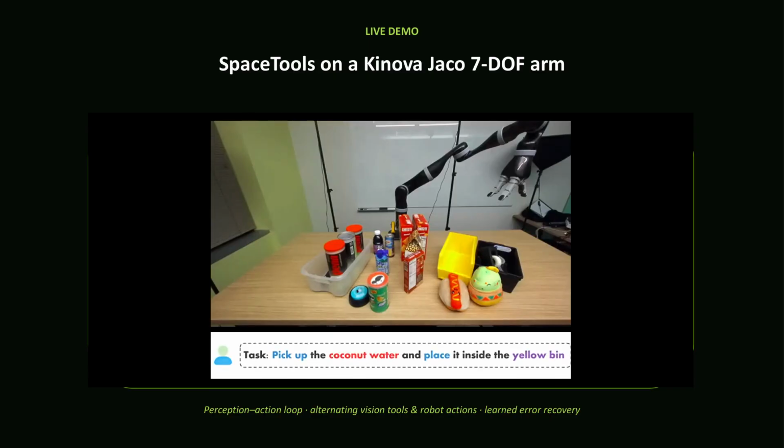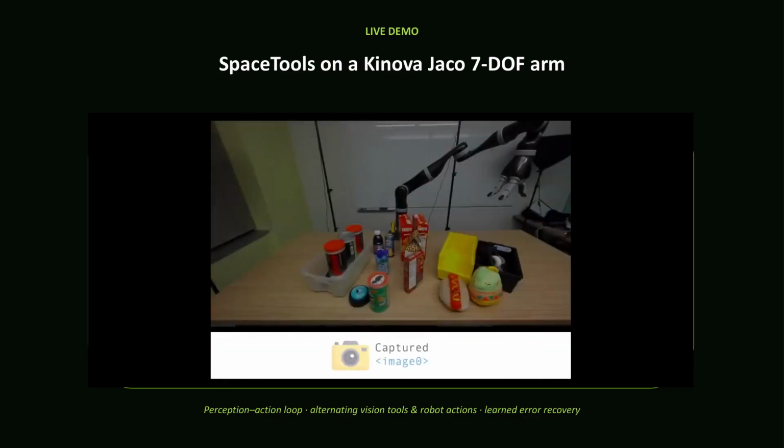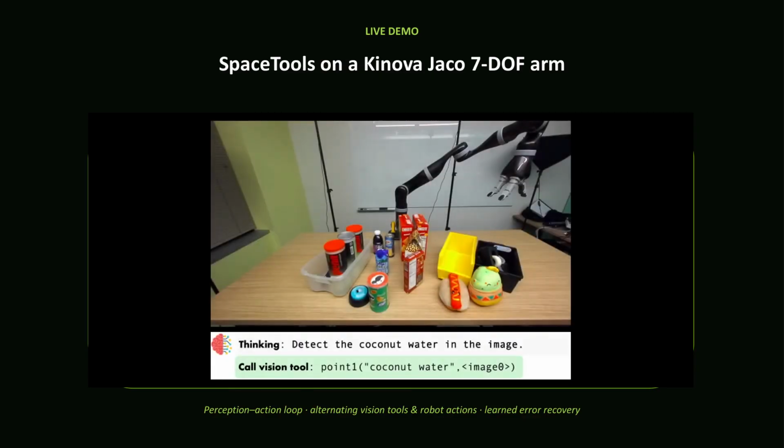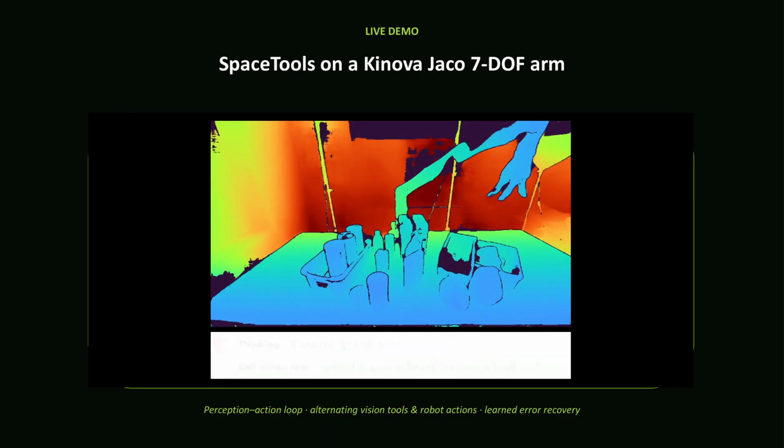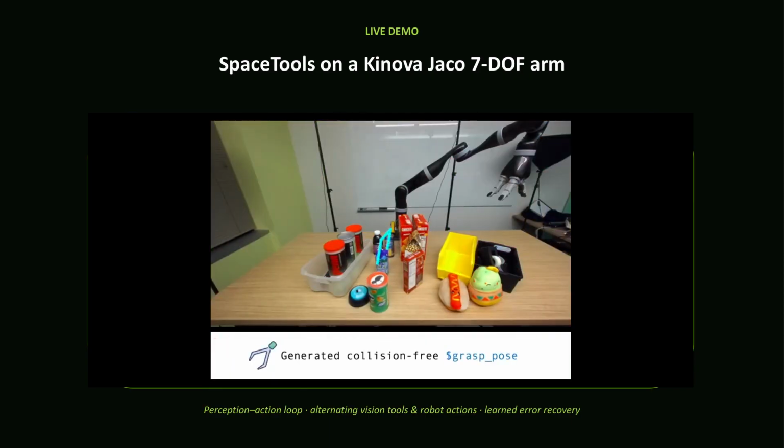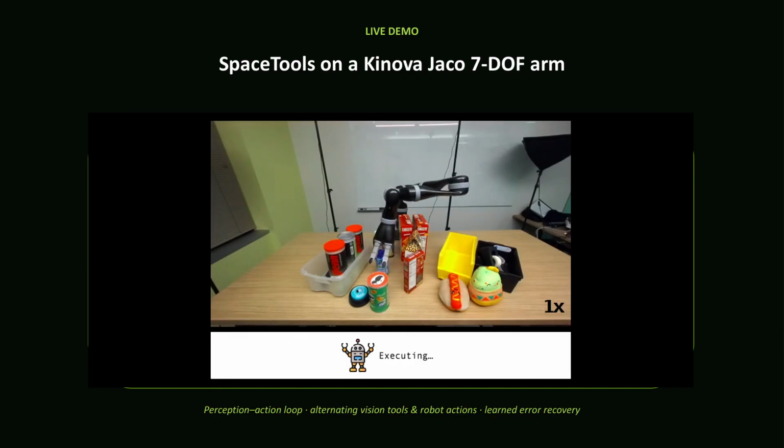Here it is in action. Watching this clip, SpaceTools first segments the scene, calls depth and pose tools to localize the object, plans a grasp, and recovers gracefully when a perception tool misses. The whole loop, perception, action, recovery, runs end-to-end with the policy in charge.